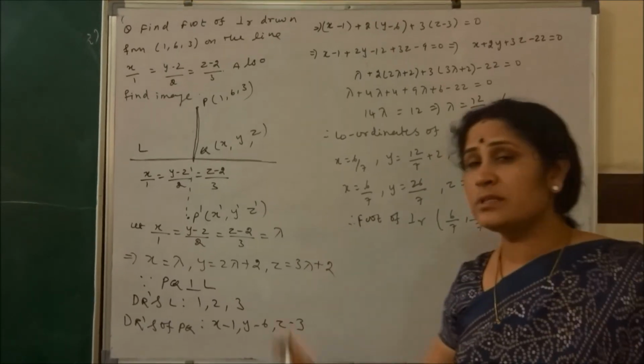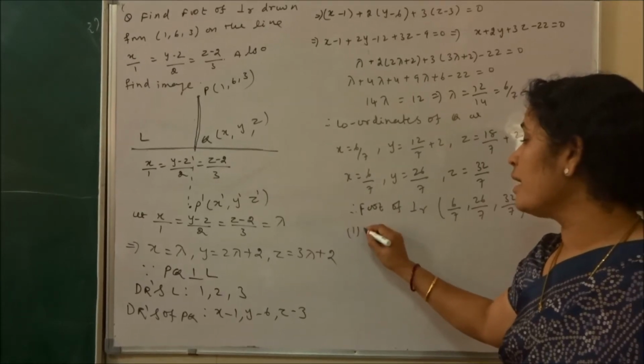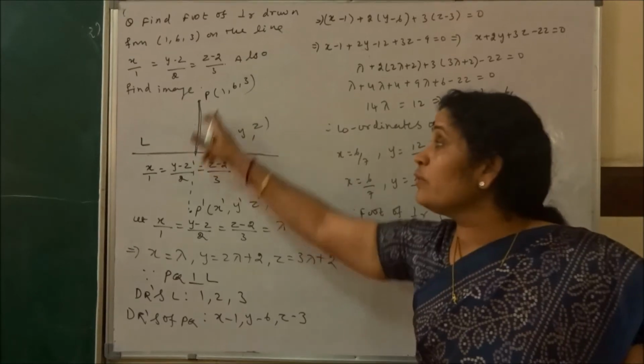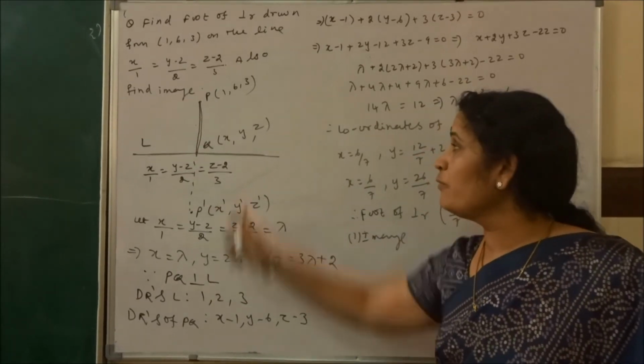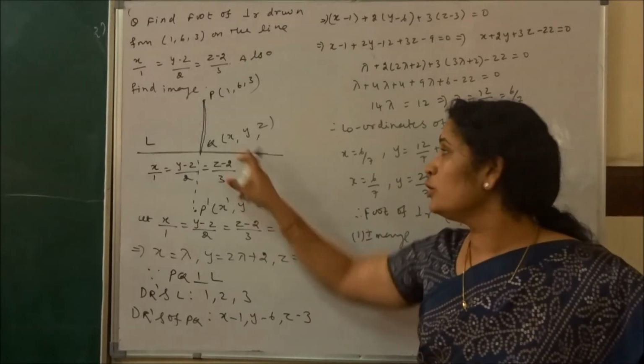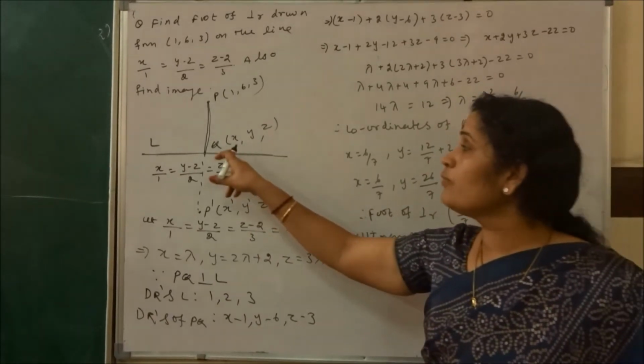The concept is this: you have to find a foot of perpendicular and then the image. They are asking for the image, but maybe they can ask for the equation of the perpendicular. That is the 2-point form, x minus x1 upon the direction ratio x2 minus x1. You know x, y, z. Now you have to find the equation.